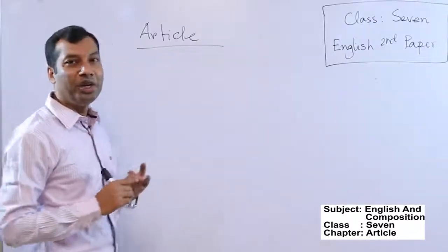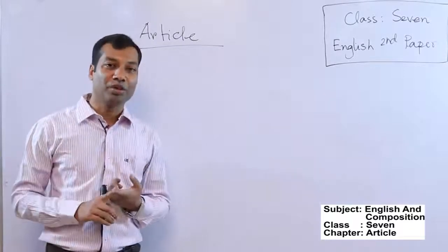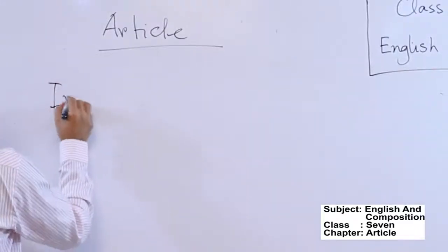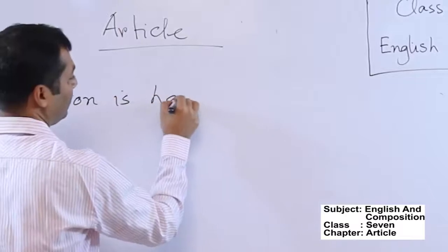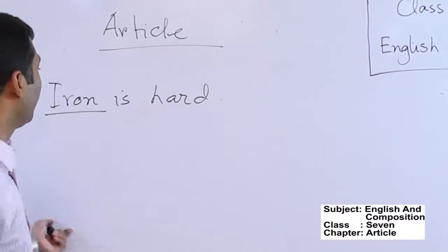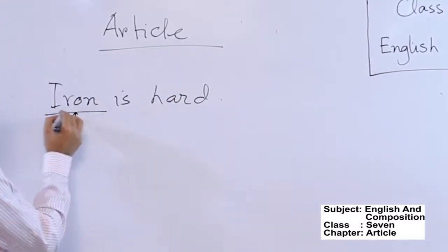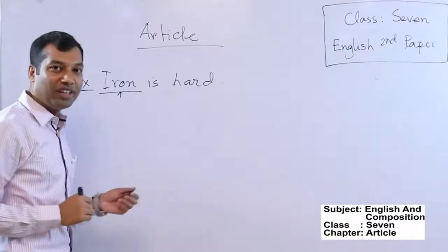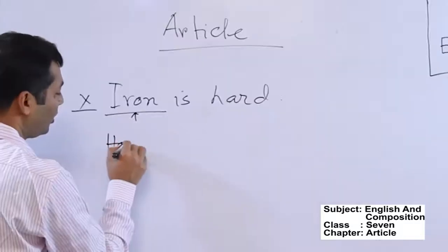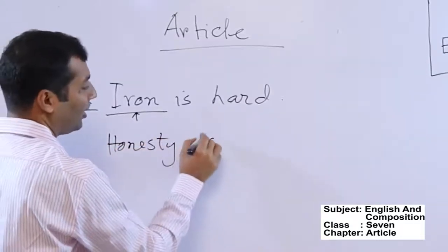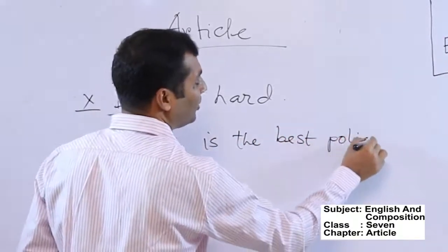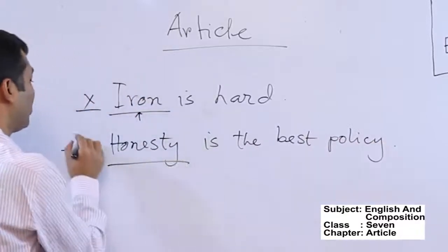We know that before any material noun or any abstract noun, we do not need to use any article. For example, iron is hard. So this is a material noun. I hope that you know about material noun. Material nouns do not take any article before them. Similarly, abstract nouns also do not take an article before them. For example, honesty is the best policy. So here this is an abstract noun and no article is used.